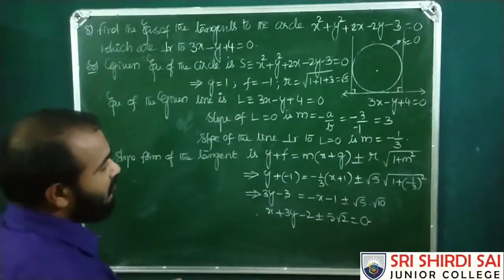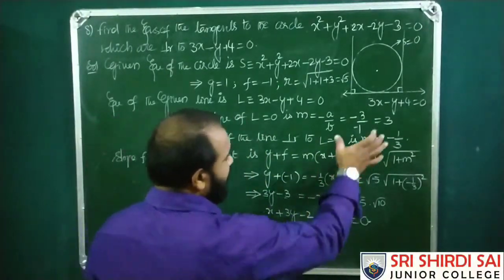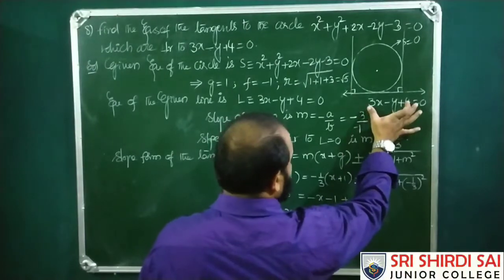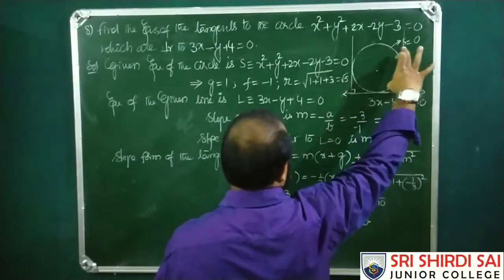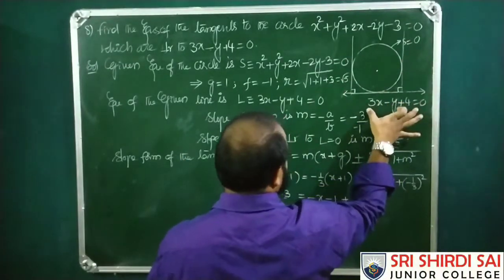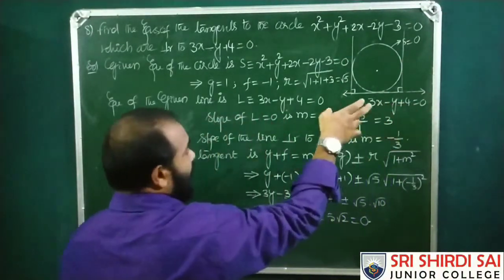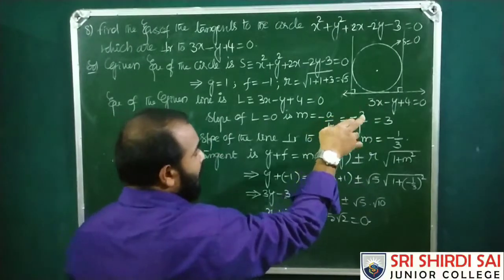But this is not the one which we require. So this is the slope of this. And we want the line which is perpendicular to this. These two lines are perpendicular to this. Therefore, we want the line which is perpendicular to this.